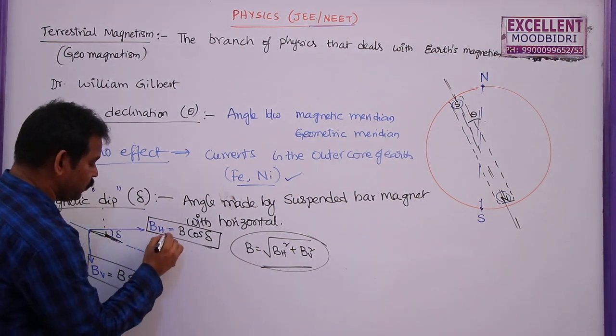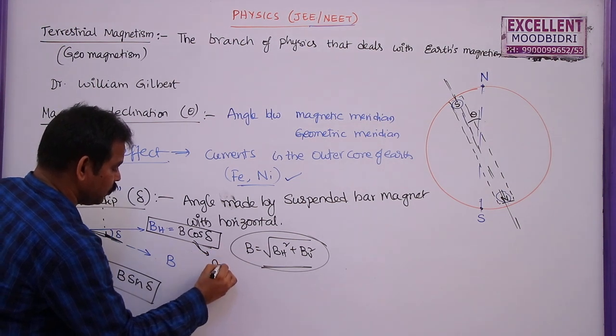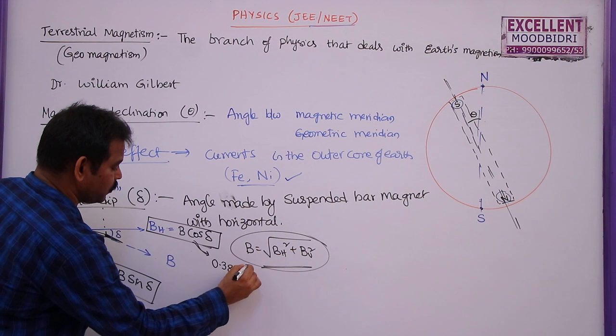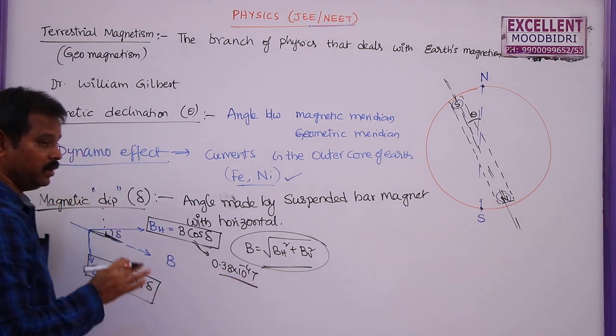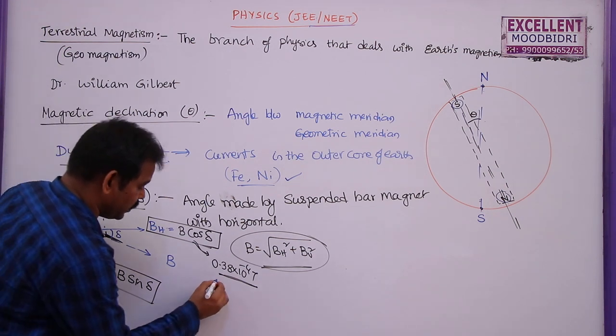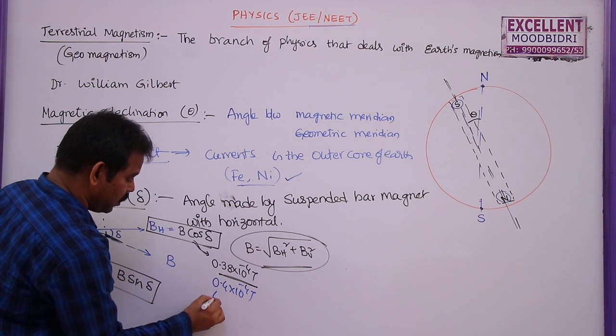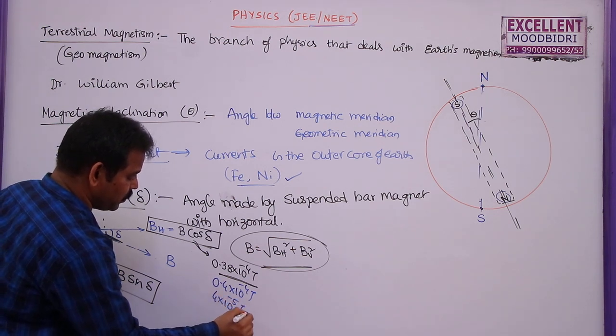Generally, the Earth's BH value is 0.38 into 10 power minus 4 Tesla. When it is not given, we have to use this one, but in most of the books it is given as 0.4 into 10 power minus 4 Tesla or 4 into 10 power minus 5 Tesla.